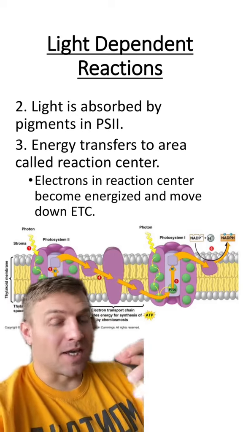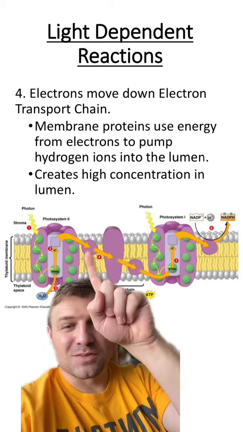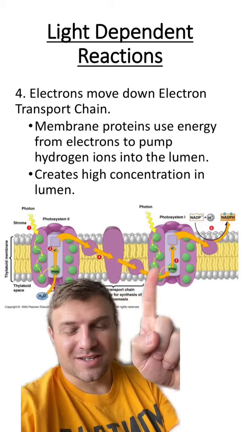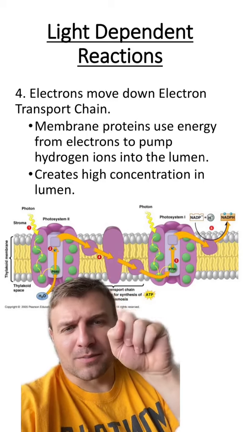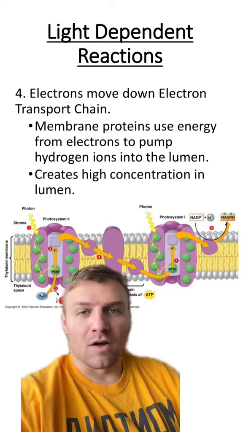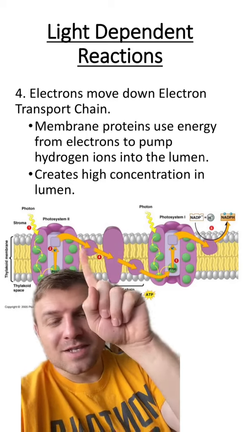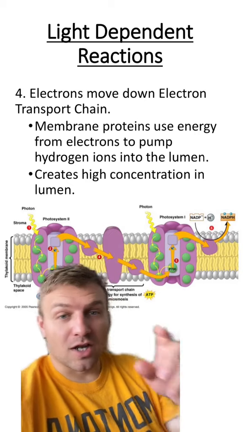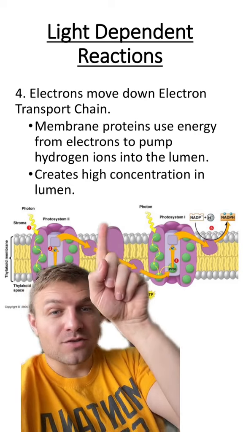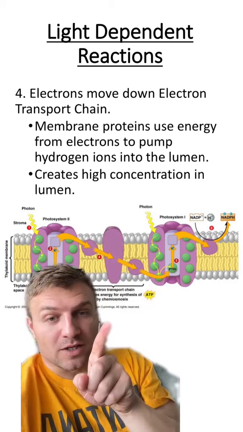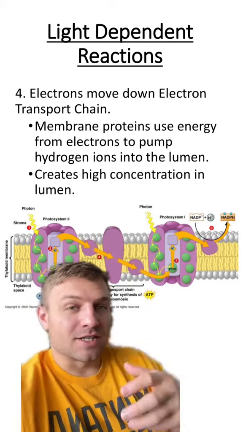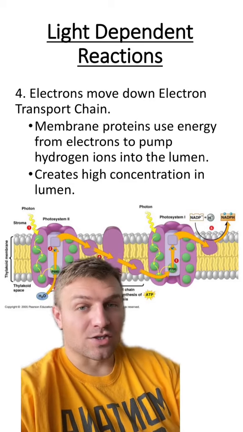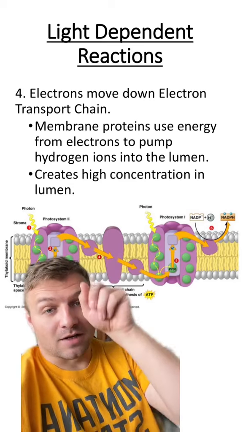These electrons are going to become energized, and they're going to start to move down the electron transport chain. I don't have my students memorize these specific proteins, but these proteins are involved in the electron transport chain. These membrane proteins will also use the energy from the high energy electrons to move more hydrogen ions from the stroma into the lumen. By pumping more hydrogen ions into the lumen, we're creating a higher concentration of hydrogen ions here in the lumen compared to the stroma.